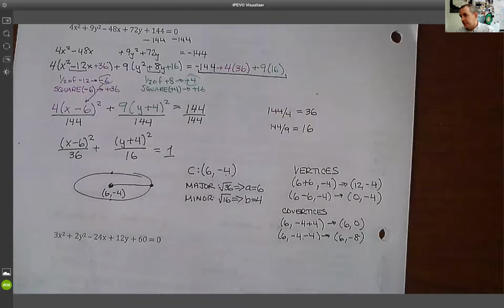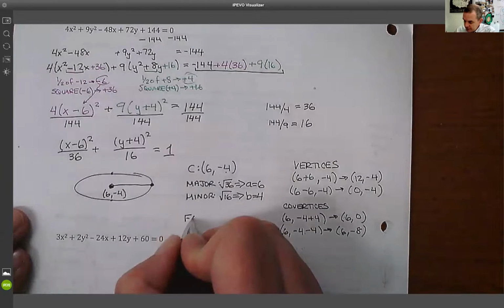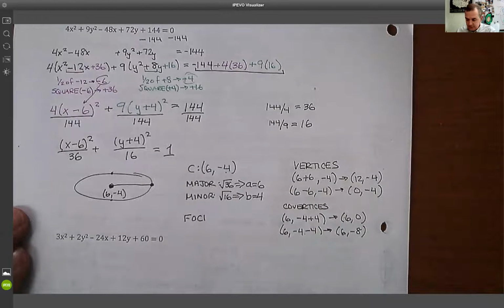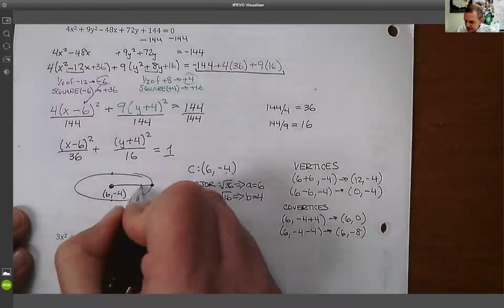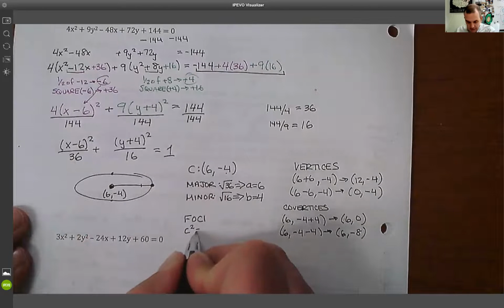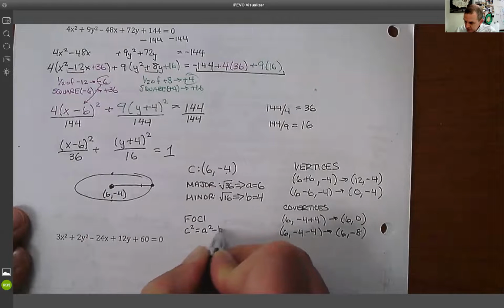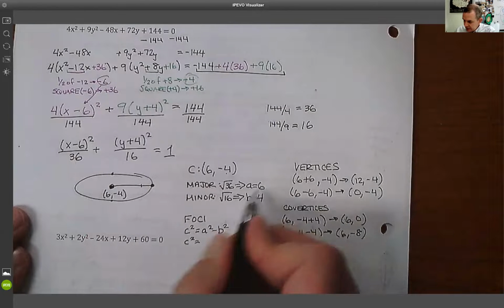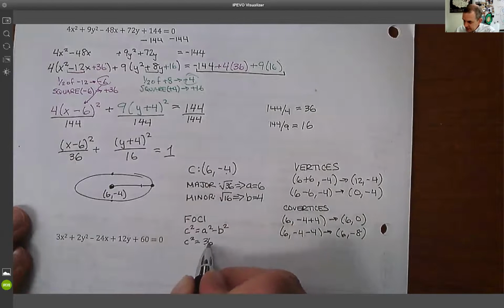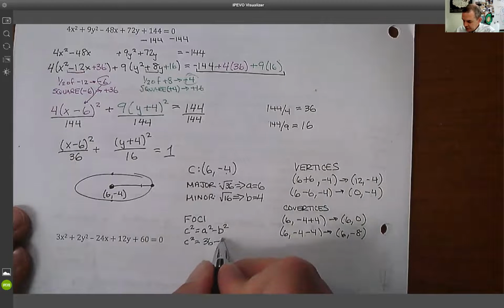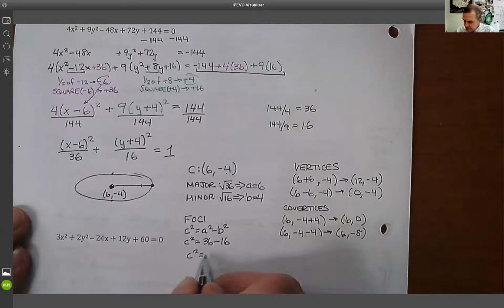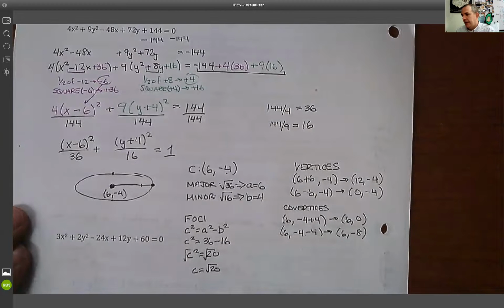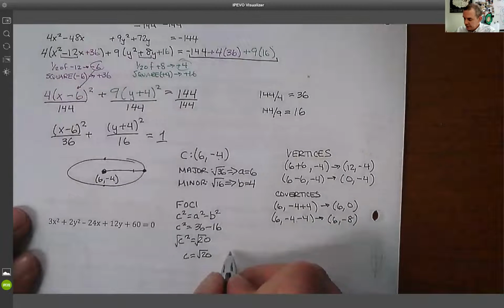And if I want to, I can even find out the foci. So if I wanted to find out the foci, what I'm going to do first is figure out what that focal length equals. In this case, c² equals a² minus b². So c² is going to equal a², which is that 36, minus b², which is 16. That tells me c² is going to be 20. And that tells me that c, if I square root both sides, is going to equal the square root of 20.